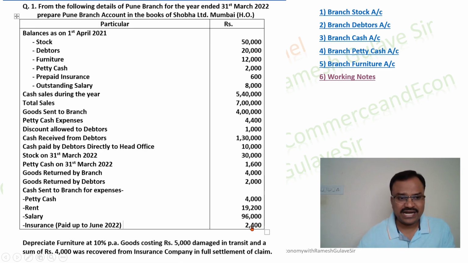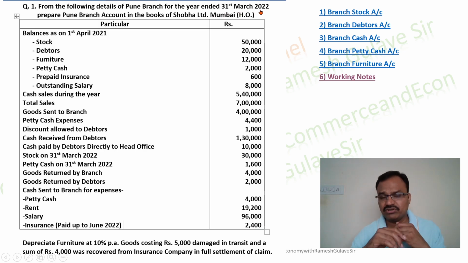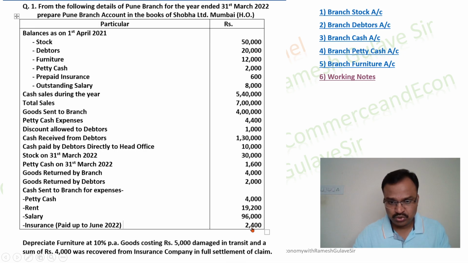So now see how to calculate the amount of prepaid insurance. See friends, as our accounting year is ending on 31st March 2022, from 31st March up to the end of June, it means March, April, May, and June. It means for these 3 months insurance is prepaid. The amount of insurance is 2,400, and it is assumed that this amount is for the whole year. Now we have to calculate the amount of insurance for 3 months which is prepaid.